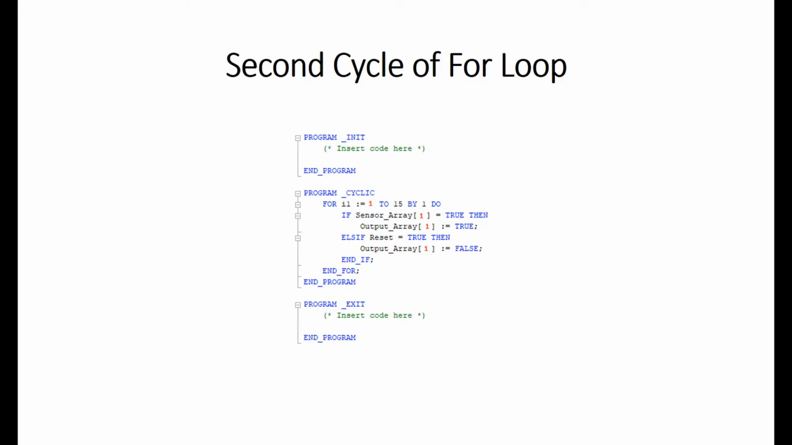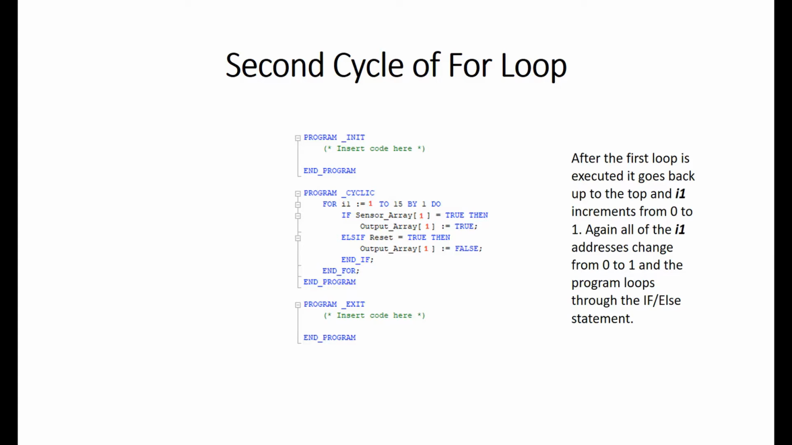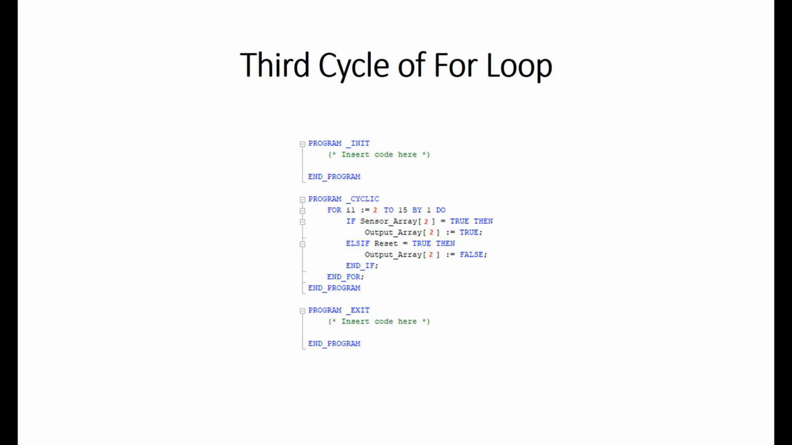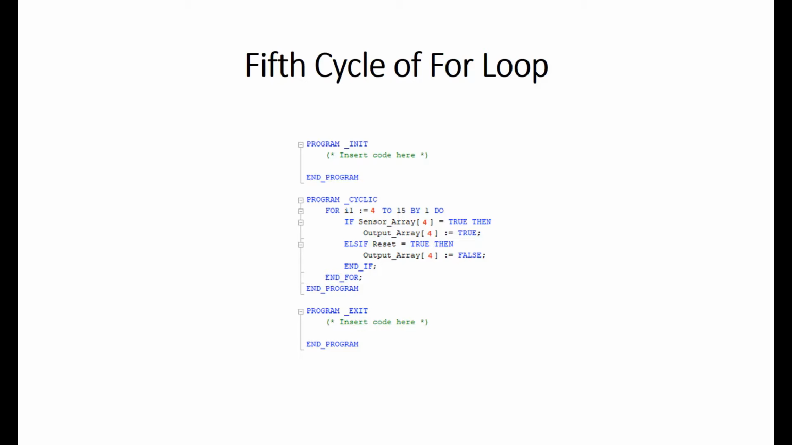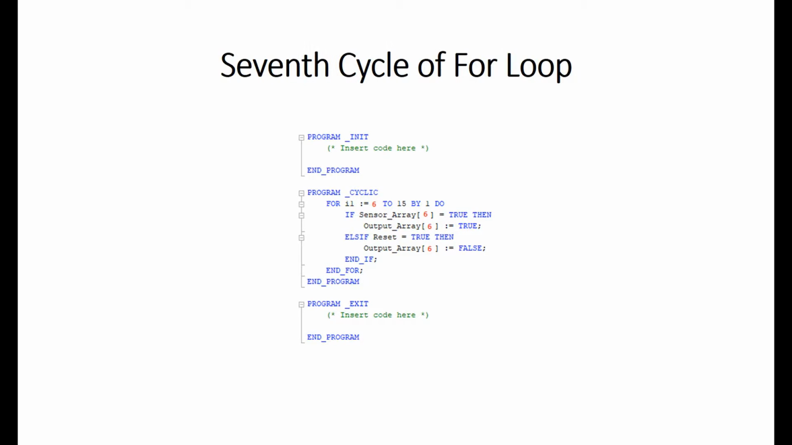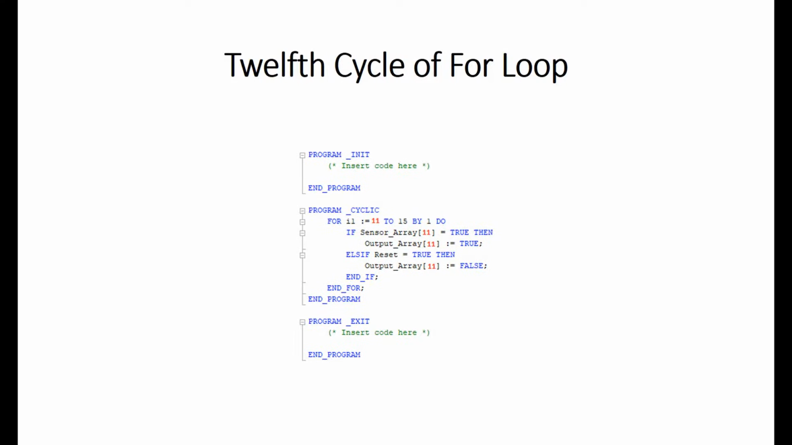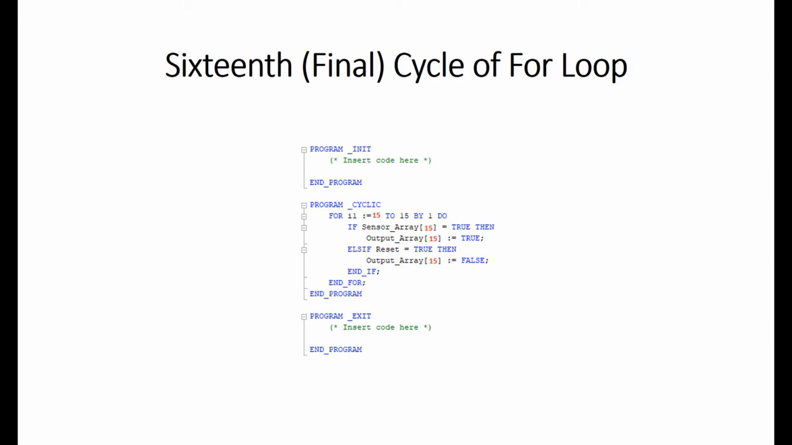Then on the second cycle of the for loop, it's going to loop another time and index up to 1. So i1 is going to equal 1. And you can see that it changed i1 in all the areas that I had used i1 in the program. Then on the third cycle, it's going to change it to 2. The fourth cycle, it's going to change it to 3. The fifth cycle, it's going to change it to 4. It's going to keep going all the way up until we get to 15, which is actually our 16th cycle since we started with 0.